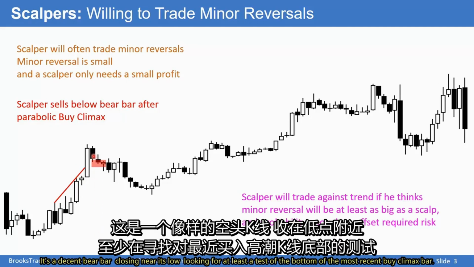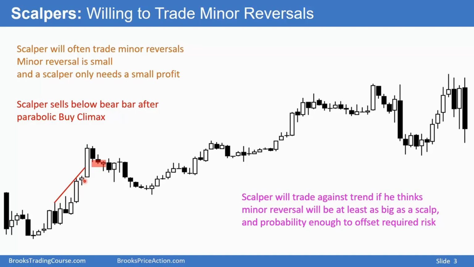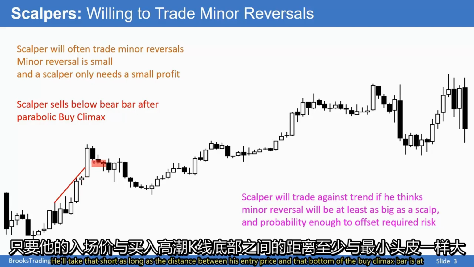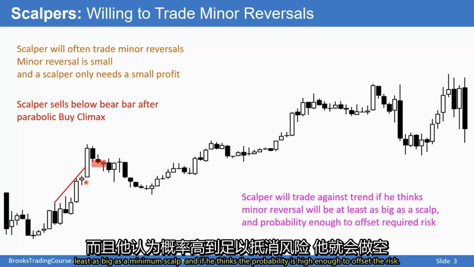It's a decent bear bar closing near its low, looking for at least a test of the bottom of the most recent buy climax bar. He'll take that short as long as the distance between his entry price and that bottom of the buy climax bar is at least as big as a minimum scalp, and if he thinks the probability is high enough to offset the risk.